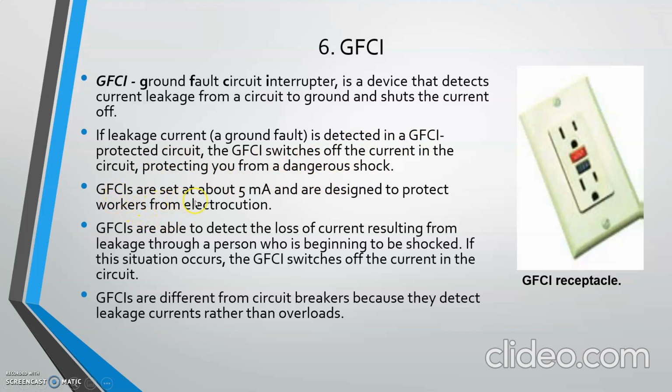GFCIs are set at about 5 milliamperes and are designed to protect workers from electrocution, and they are able to detect the loss of current resulting from leakage through a person who is beginning to be shocked. If this situation occurs, the GFCI switches off the current in the circuit. They are different from a circuit breaker because they detect leakage current rather than overload. So this is the function of GFCI.